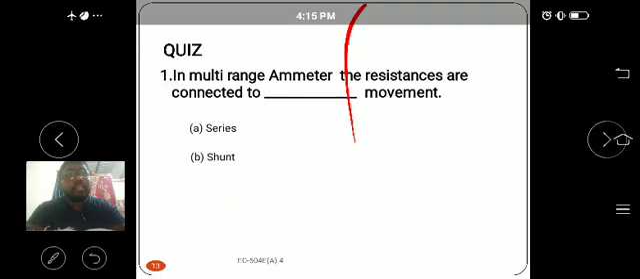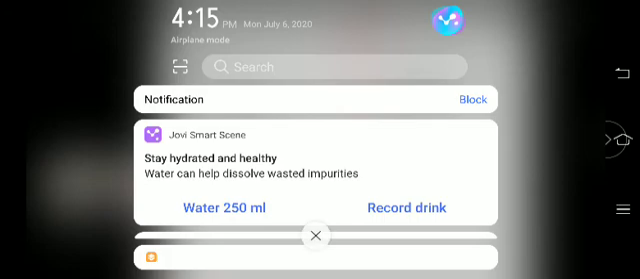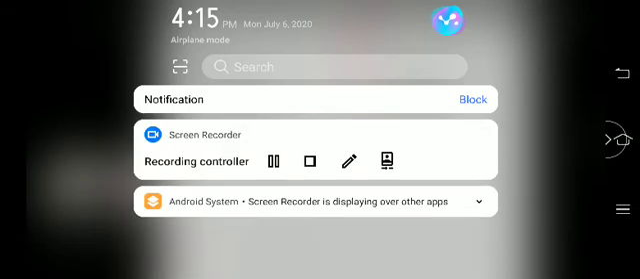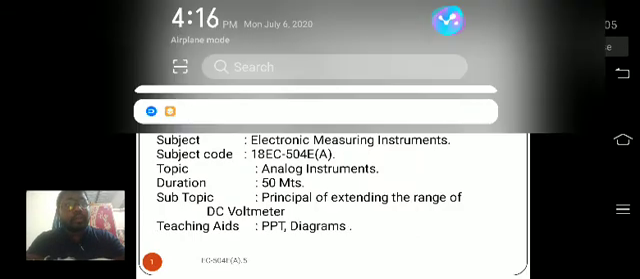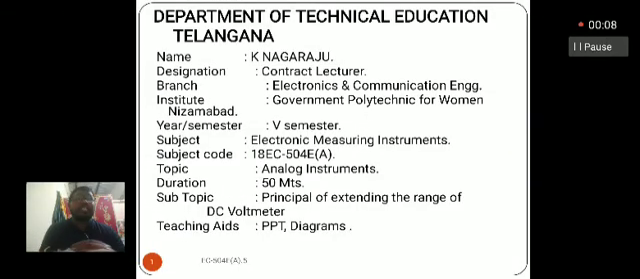Now I am going to explain one more topic: the principle of extending the range of the DC voltmeter. Previously, I explained the principle of extending the range of the DC ammeter. Now, I am going to explain the principle of extending the range of the DC voltmeter.